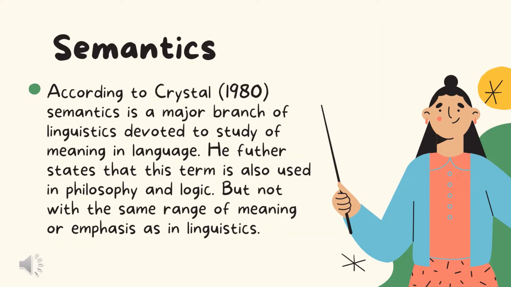Semantics, according to David Crystal, 1980, is a major branch of linguistics devoted to the study of meaning in language. He further states that this term is also used in philosophy and logic, but not with the same range of meaning or emphasis as in linguistics.